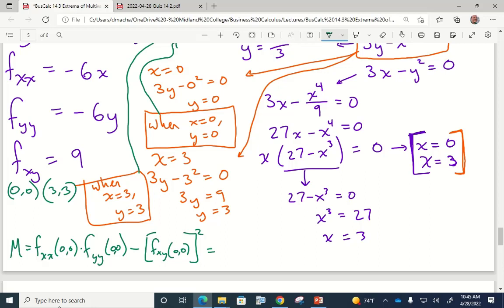So if I take negative 6 times x and I plug in x equals 0, that becomes a 0. Looking at my second derivative with respect to y, negative 6 times y, when y is 0, that's 0 as well. Minus my mixed partial squared would be minus 9 squared. So my m is negative 81 whenever I let the critical point be 0, 0.